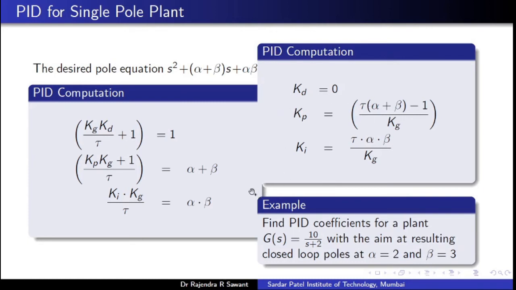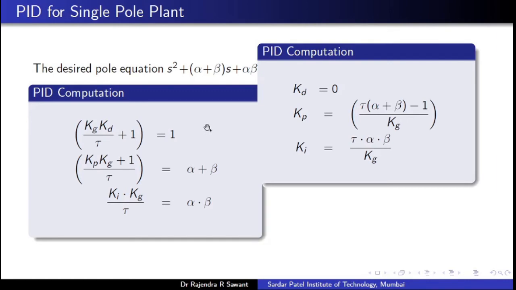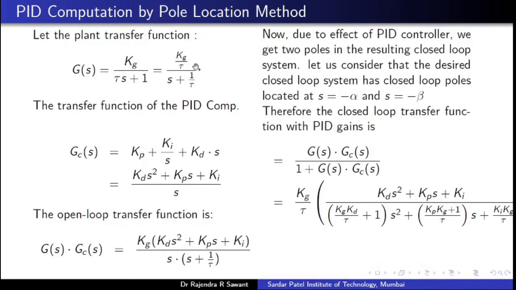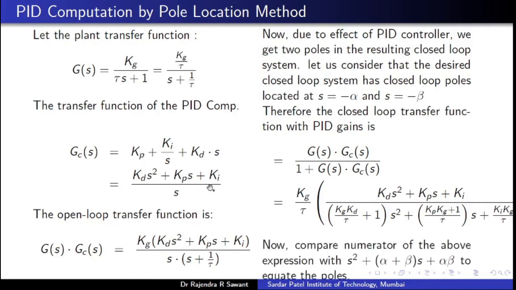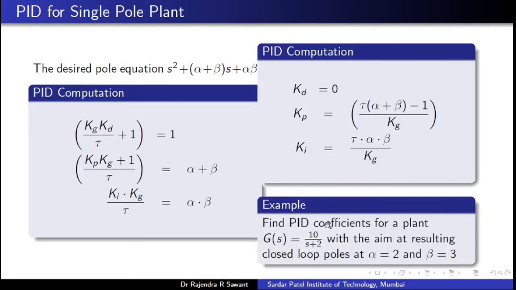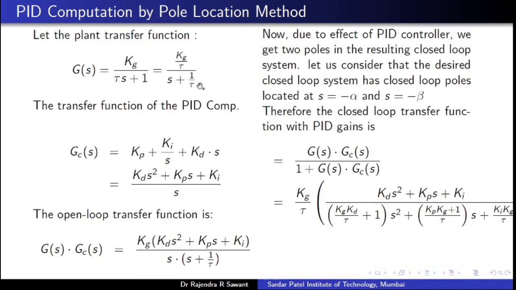Okay, so let us do it in MATLAB. First of all, we have to rearrange this term, 10 upon s plus 2. If you compare the numerator of this term with our equation, Kg upon tau, which is the numerator of the generalized pole transfer function we have taken, we have to equate Kg upon tau with 10. Also, we have to equate s plus 2 with s plus 1 upon tau.